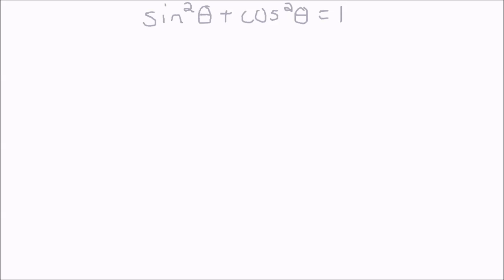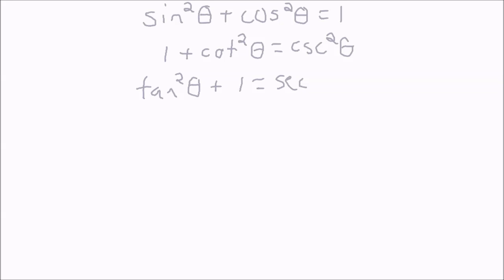So we see that we have sine squared plus cosine squared equals 1. We know from experience that the other two trigonometric identities are going to be 1 plus cotangent squared equals cosecant squared. And we know the other one is going to be tangent squared plus 1 equals secant squared. Now you might ask yourself, how in the world did they come up with those last two?